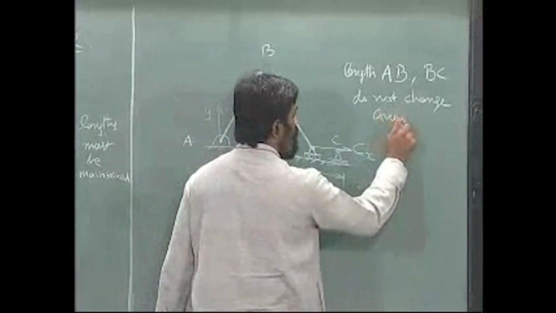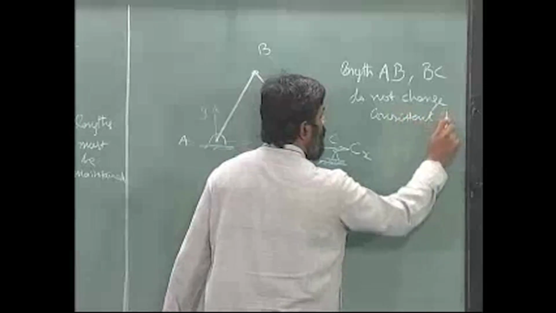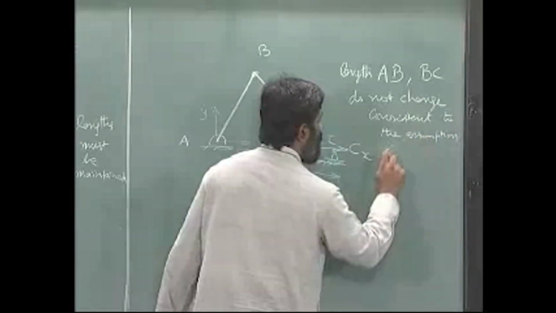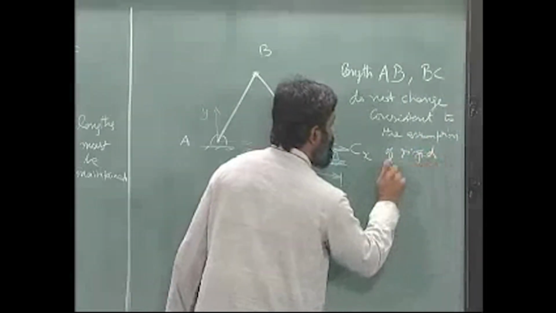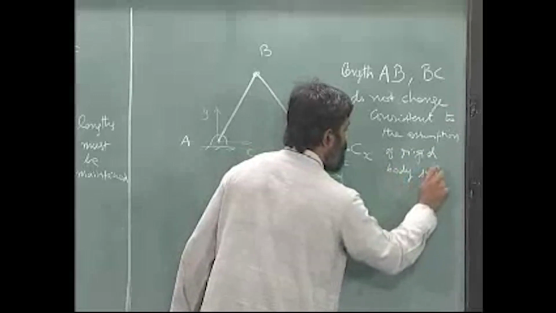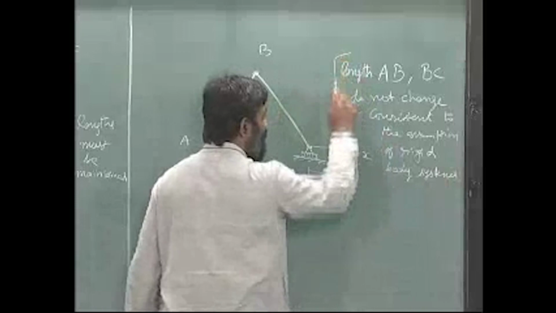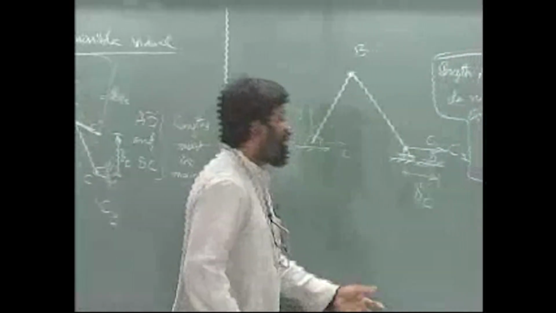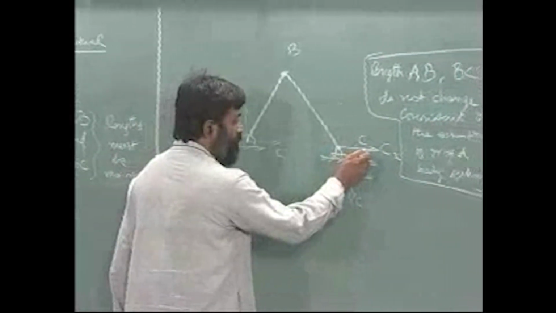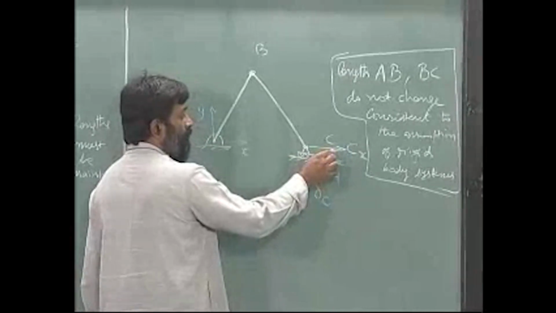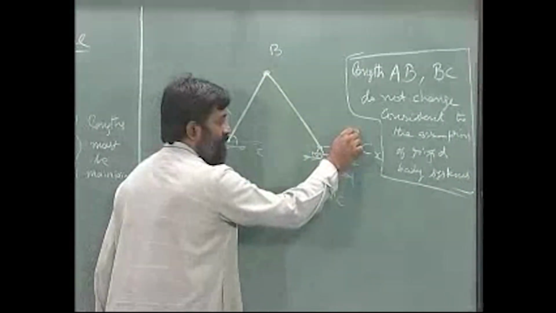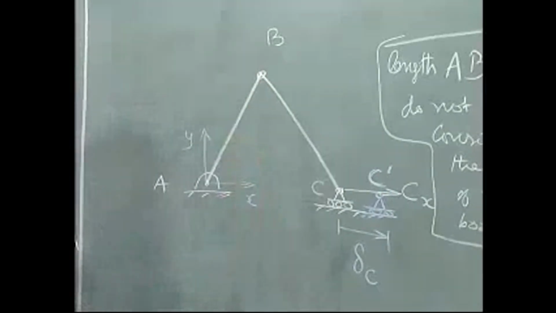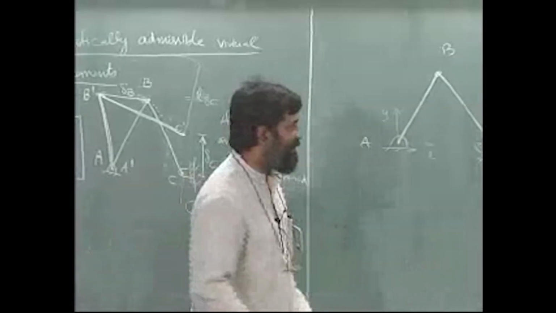consistent to the assumption of rigid body systems, right, alright. So, again I will do the same thing. I have to make sure that the length, let us say this is C prime, this is C, length C prime B prime is the same. I will do the same exercise.